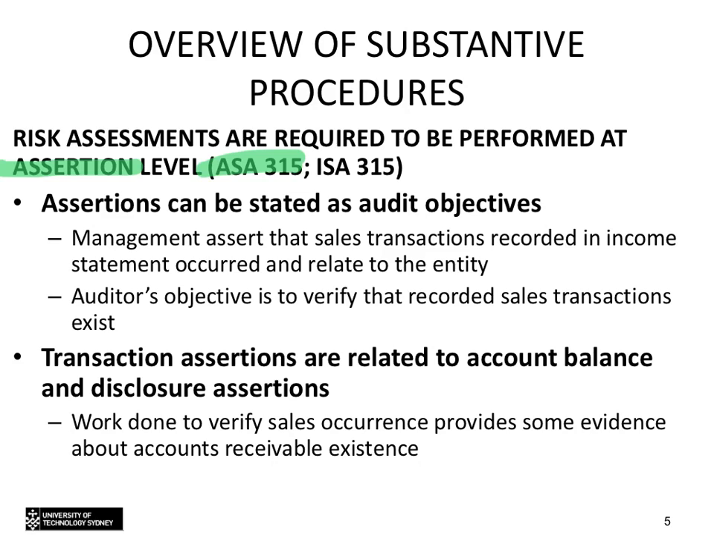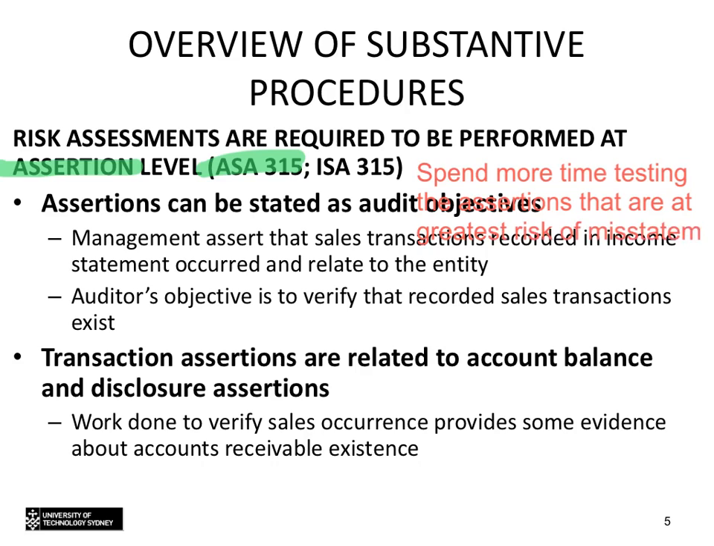So certainly if I was thinking about Cloud 9, at the assertion level there's a high risk over the occurrence assertion. Now that doesn't mean that I forget about classification or cutoff or completeness or accuracy. I still test all of the relevant assertions, I just don't test them all to the same extent. All right? So I'm going to spend more time testing the assertions that are at greatest risk. Let me write that down. Spend more time testing the assertions that are at greatest risk of misstatement.